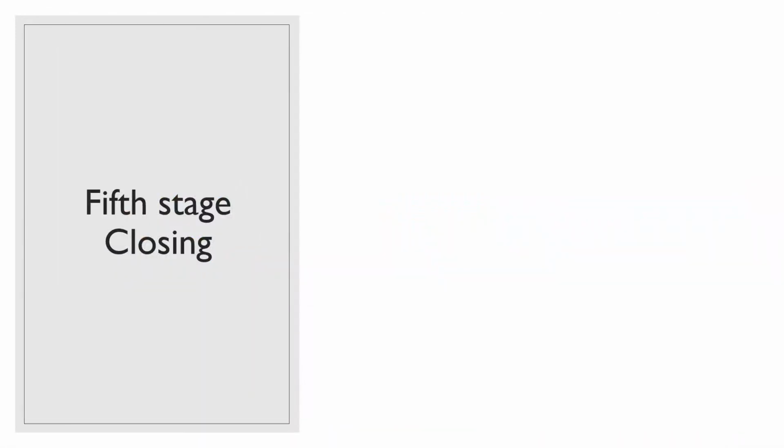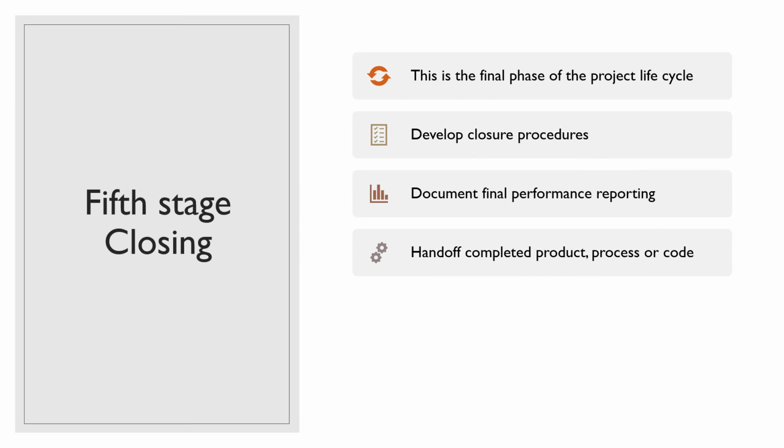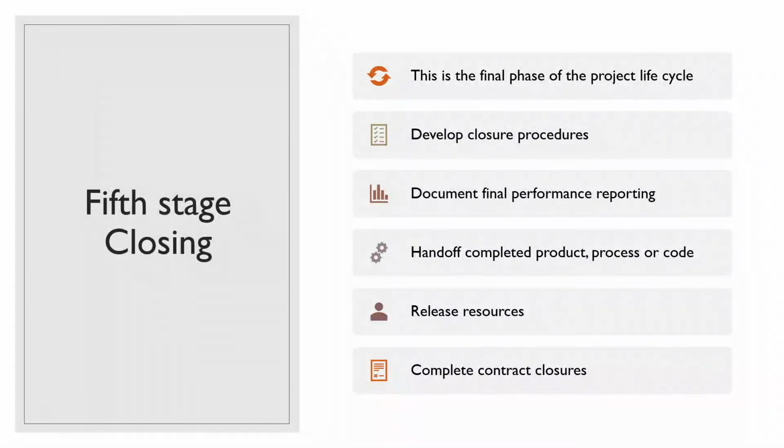The fifth stage is the closing stage. Well, this is the final stage of your project life cycle. You have to develop the closure procedures, which may include the performance report or handing over the product or the process to the concerned person. It also involves releasing the resources, which is the employees that you have hired probably or the machines that you have hired for your project, and also completing any contract closures, which can be your due bills or any liabilities that you have.